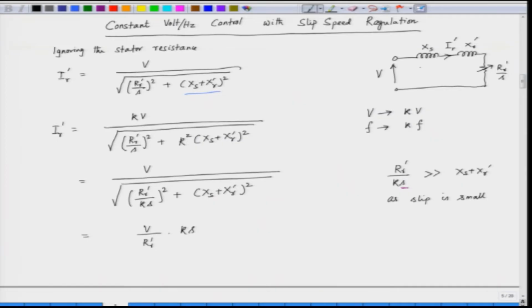Usually we have the magnetizing branch here. So, this is the magnetizing current Im, and the stator current is Is.